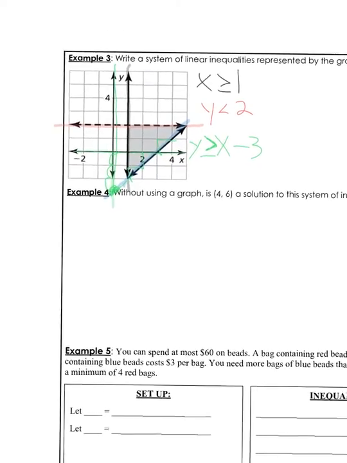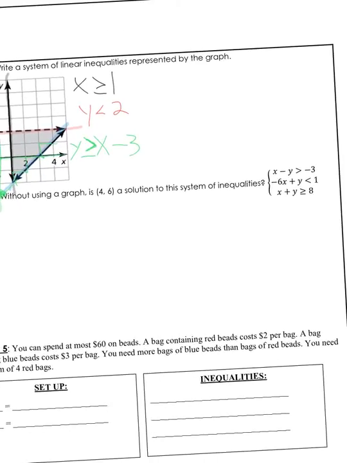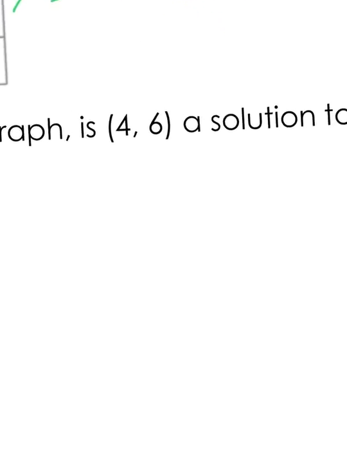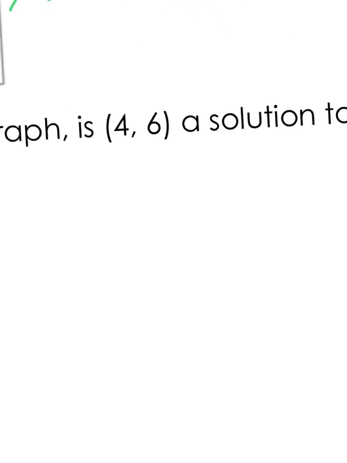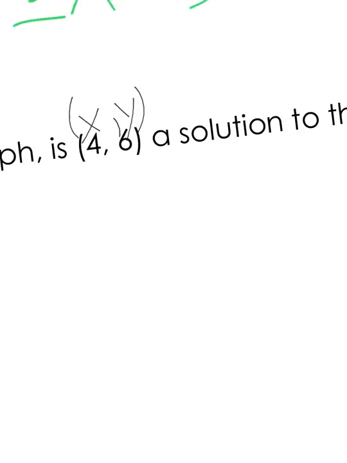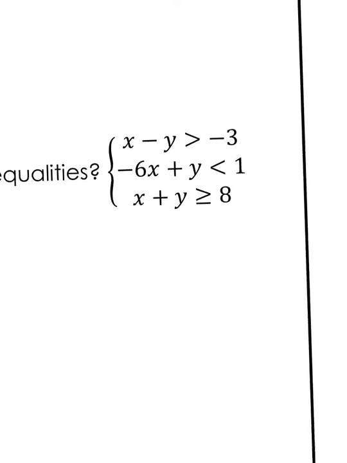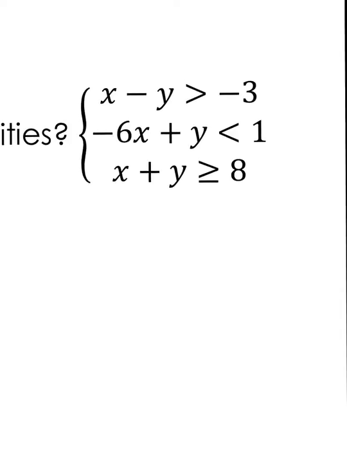Now, example 4: without using a graph, is (4, 6) a solution to the inequalities? So without a graph, you just need to plug in your numbers. I have an x number and a y number from the coordinates, so it's always x comma y. So all I'm going to do is substitute 4 for x and 6 for y into these three equations, or inequalities rather.